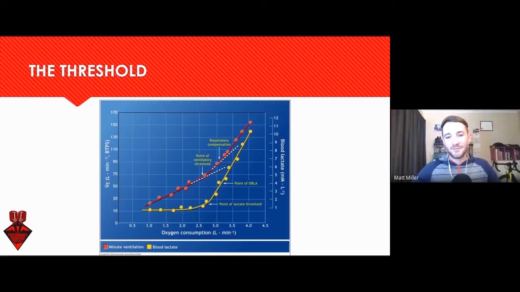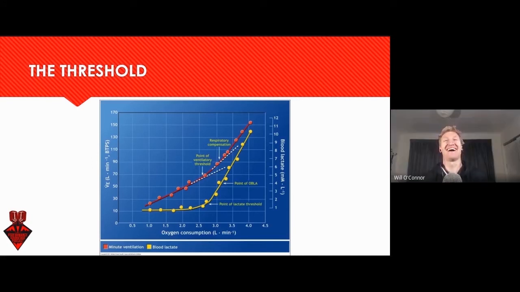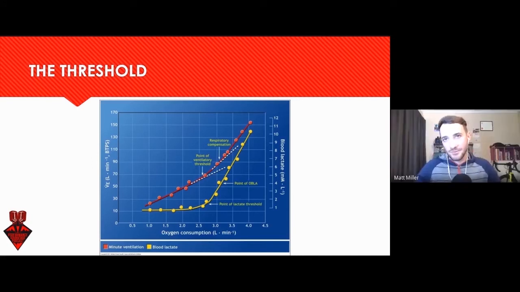This is one of my most favorite graphs to show ever. So along the axes, it looks confusing. Well, is that why you like to show it, just to prove that you're smart? No. To me, it describes the simplicity of training zones and the simplicity of the threshold, right?